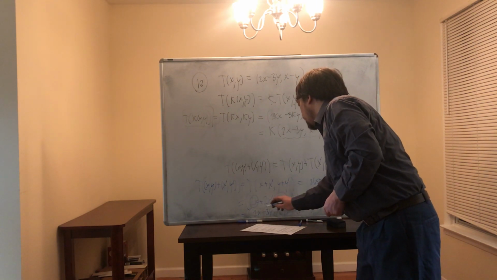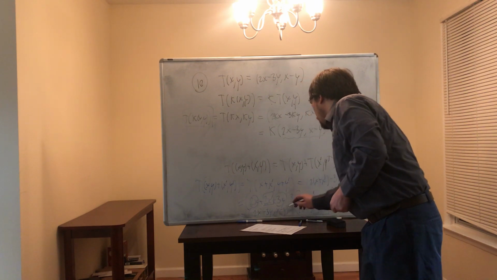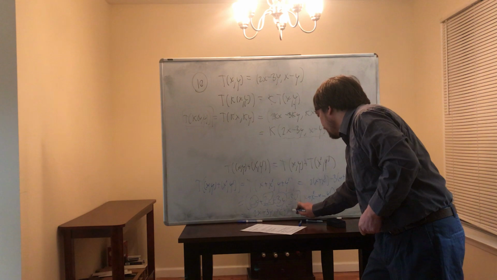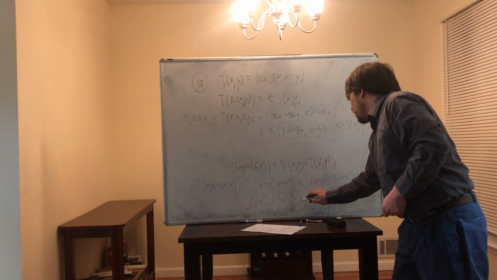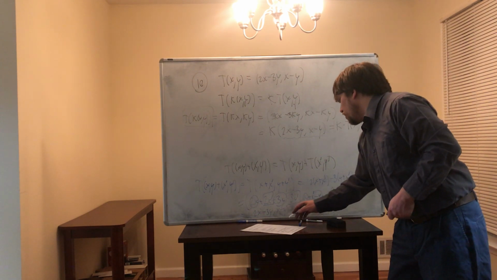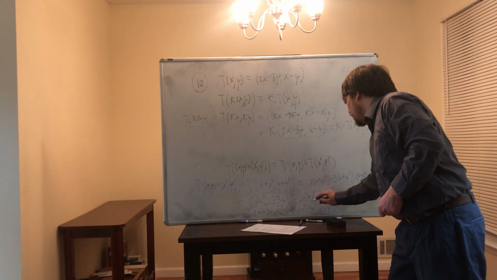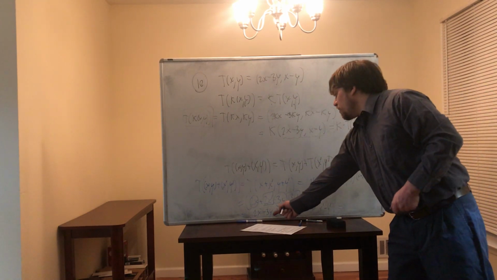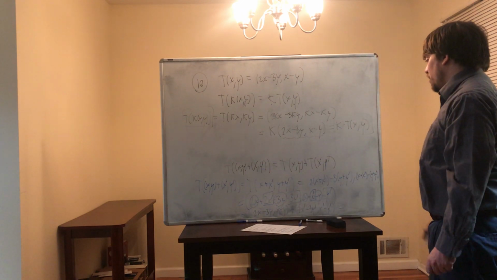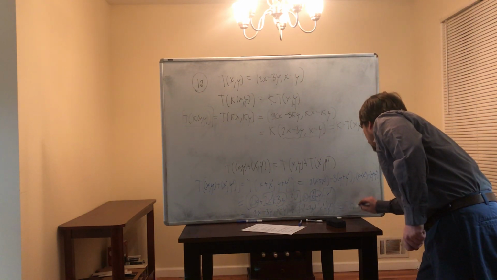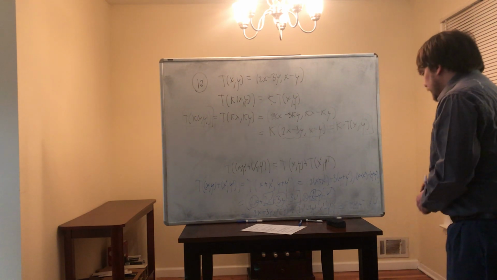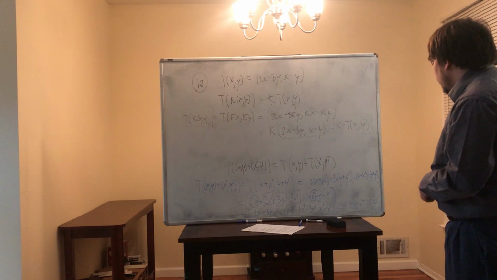If you take this part, 2x minus 3y and 2x prime minus 3y prime, you separate them into the first component of this vector and this one, and you add them. Then you take the x minus y and put that here in the second component, and take the x prime minus y prime and put that there. Then what you get is T of (x, y) plus T of (x prime, y prime).